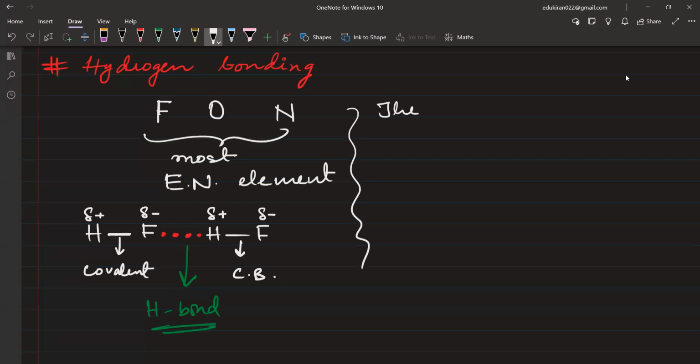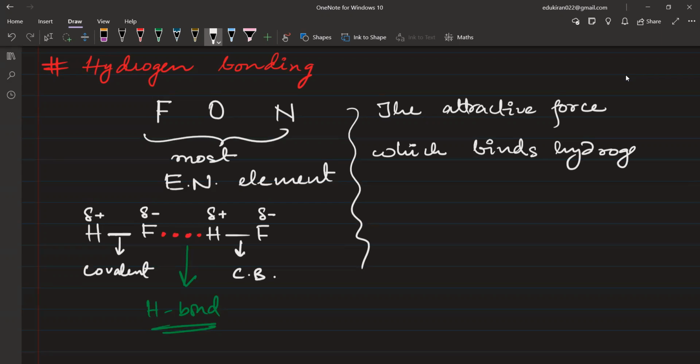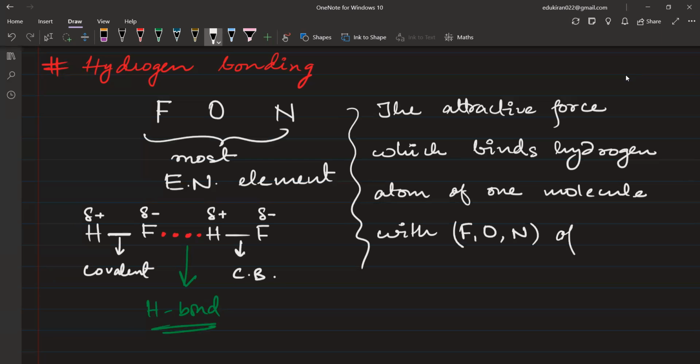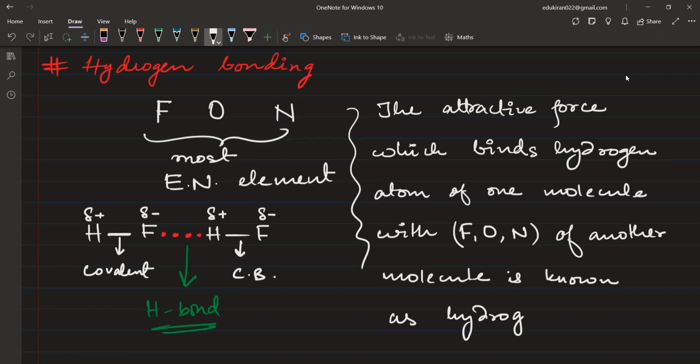Please write what is hydrogen bonding. The attractive force which binds the hydrogen atom of one molecule with fluorine, oxygen, or nitrogen of another molecule is known as hydrogen bonding.